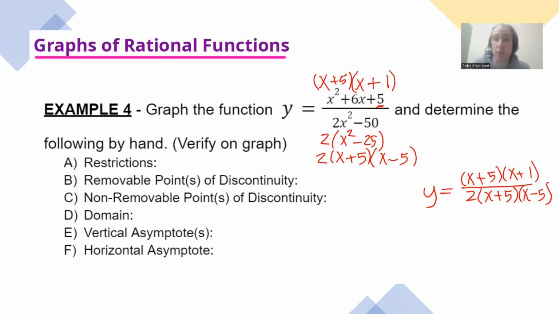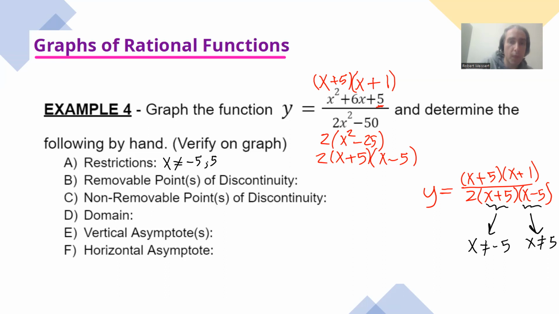Now we're ready to get everything we need from this graph. The first thing I want to do is identify the restrictions. The restrictions are what makes your denominator equal to 0. When you have a number that doesn't have an x attached to it, it is not a restriction. So we're going to get our restrictions in this case from these two factors. x cannot equal negative 5 because negative 5 plus 5 is 0, and x cannot equal 5 because 5 minus 5 is also 0. So those are your restrictions: x cannot equal negative 5 and positive 5.